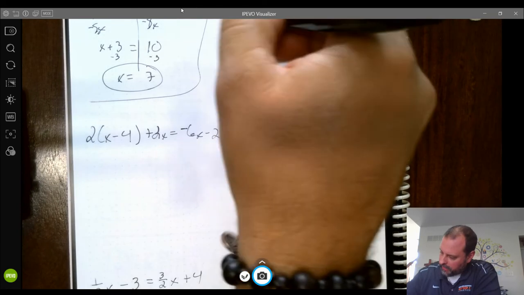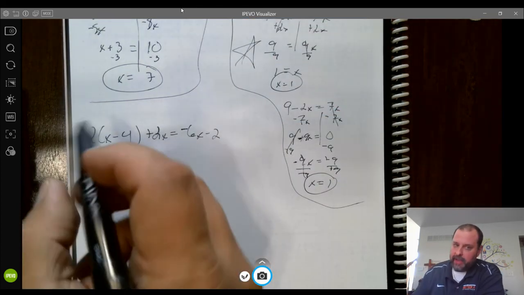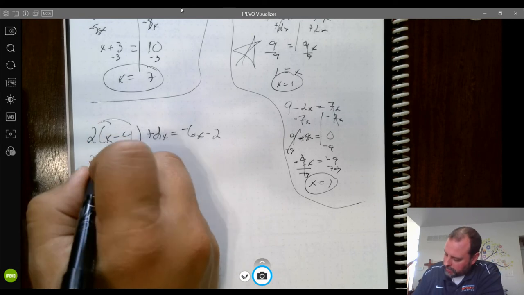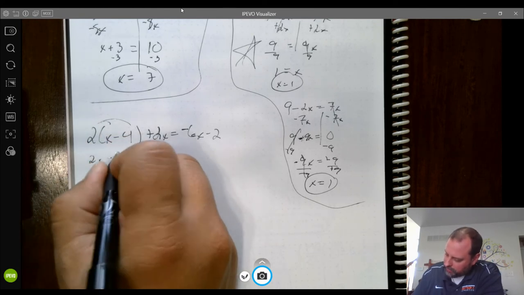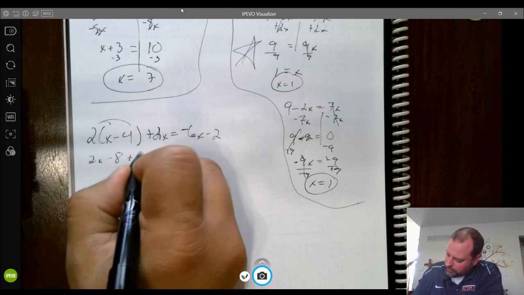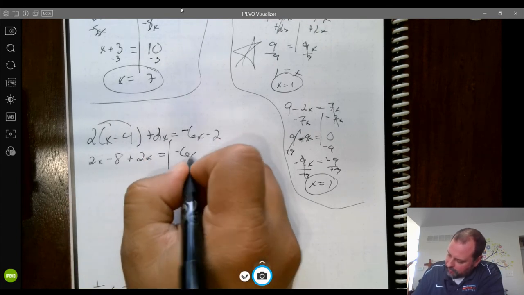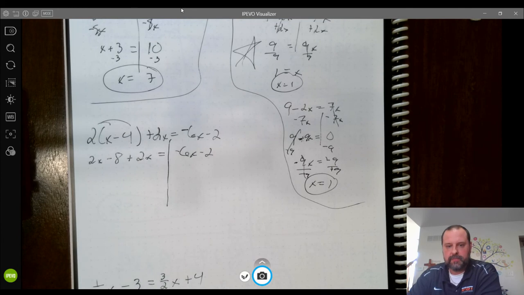Next one we got here. So these are all together. I do have some parentheses, so I need to distribute first. 2 times x is 2x. 2 times negative 4 is negative 8. I drop down the 2x. On the right side, I have negative 6x minus 2.